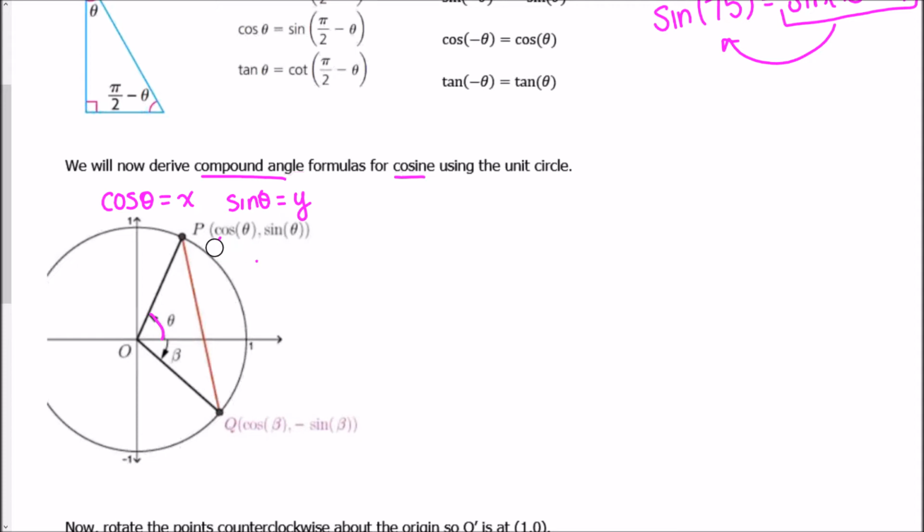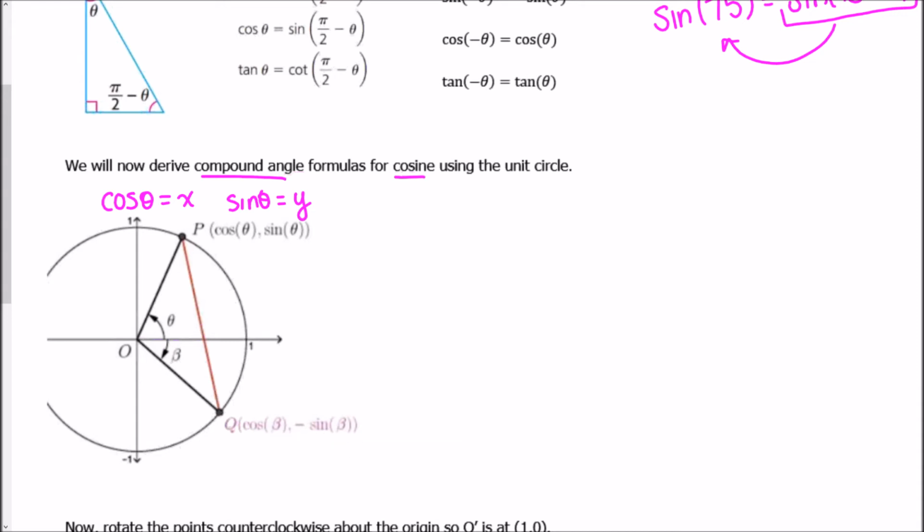Now, if you notice right here, we also have angle beta, and angle beta is the related acute angle. So we're going to say that this coordinate right here is cosine of beta, because cosine is positive in this quadrant. The x value is positive, and the y value right here is negative. So that's why this says negative sine of beta, because again, it's the acute related angle.